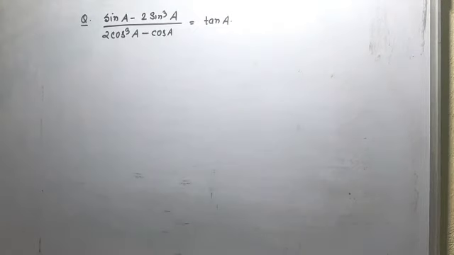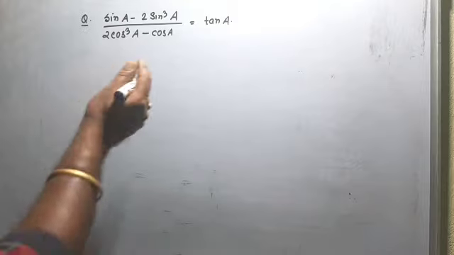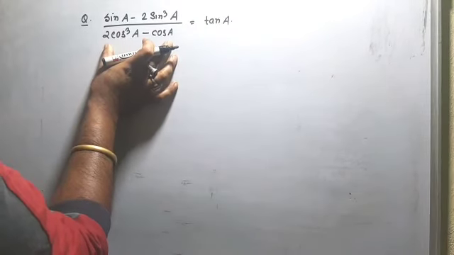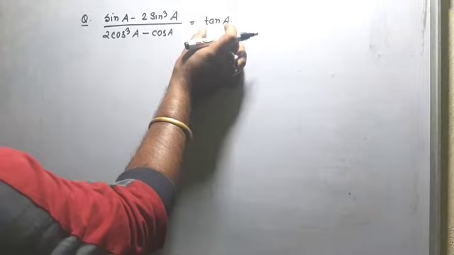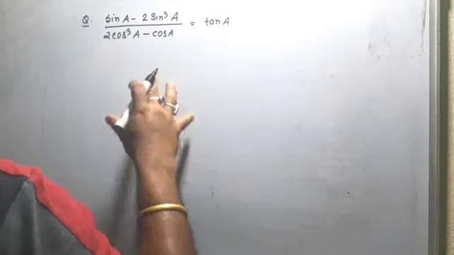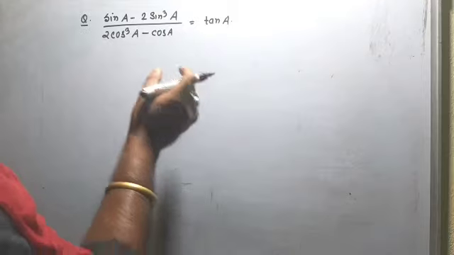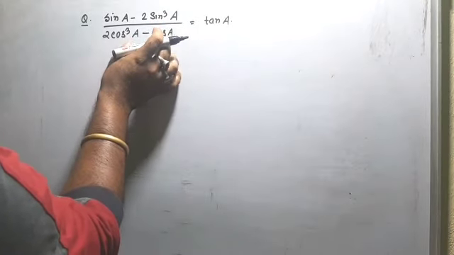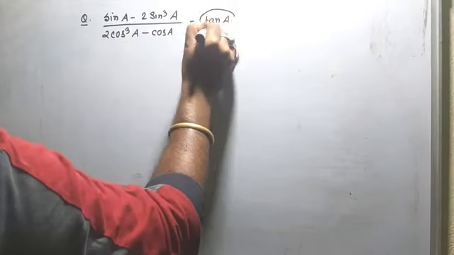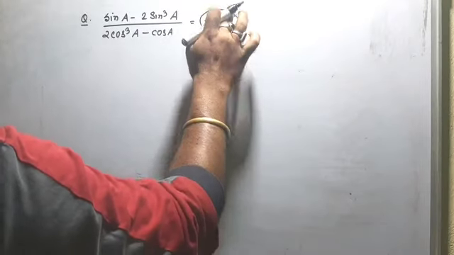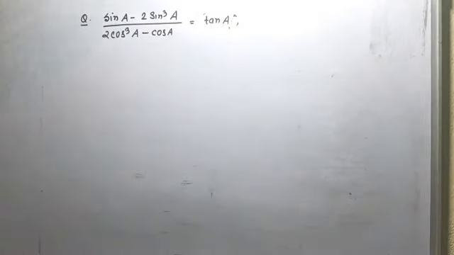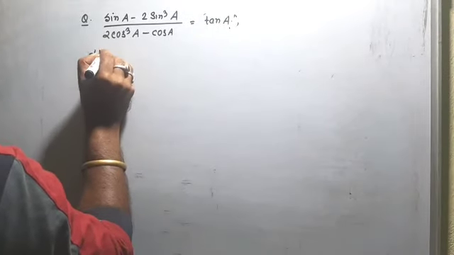One more question: sin a minus 2 sin cube a by 2 cos cube a minus cos a is equal to tan a, you have to prove. Obviously, because this is complicated, we take this one. Tan a is simple, so always take the complicated side. This is lengthy, so this is complicated, so take LHS.